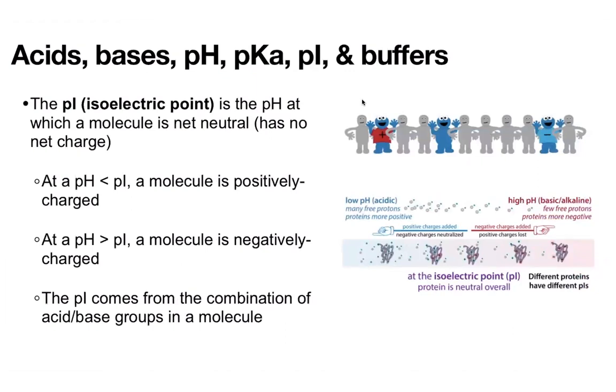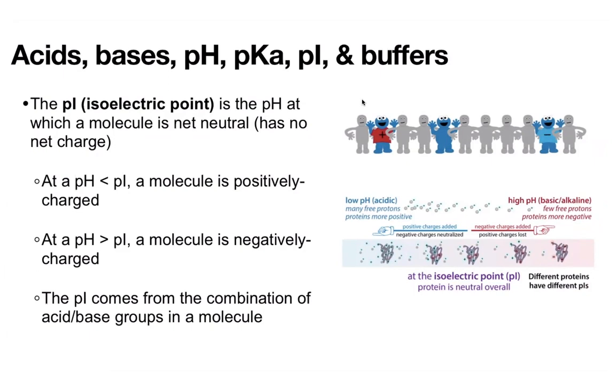So this can be made up of multiple different acid sites. Each of those sites would have a pKa, and then the molecule overall would have a pI. So here we are talking about charge. At a pH that's below the pI, a molecule is positively charged, and at a pH above the pI, a molecule is negatively charged. And it's going to come from the combination of acid-base groups in a molecule.